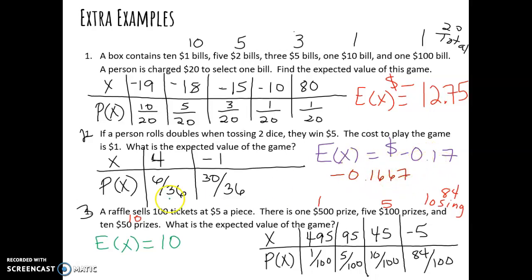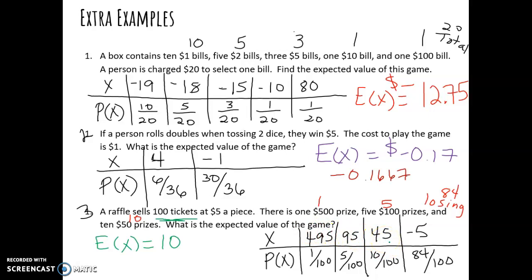So again, a loss. Then we have a raffle that sells 100 tickets. This is key here, 100 tickets at $5 a piece. You can win 500, 100, or $50. What's the expected value? So here are the outcomes. You could win 500, but pay 5, which gives you a profit of $495. You can win 100, but pay 5, profit of $95. You can win 50, but pay 5, again, profit of $45.